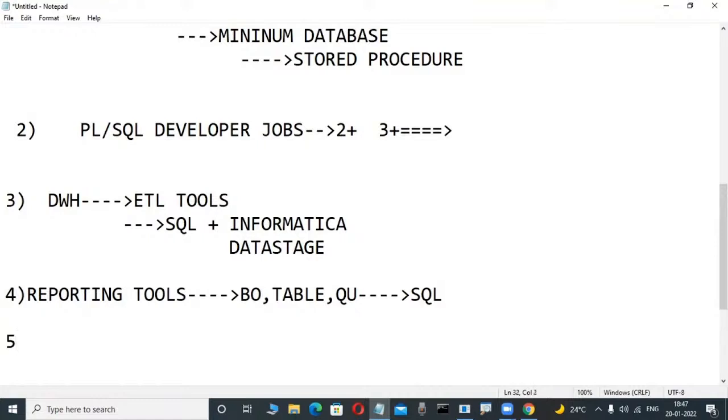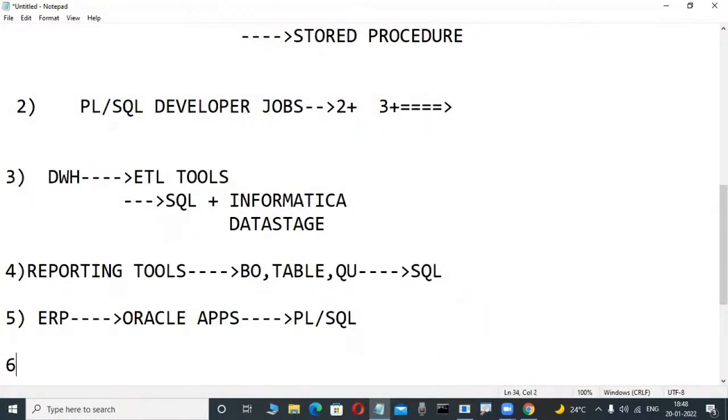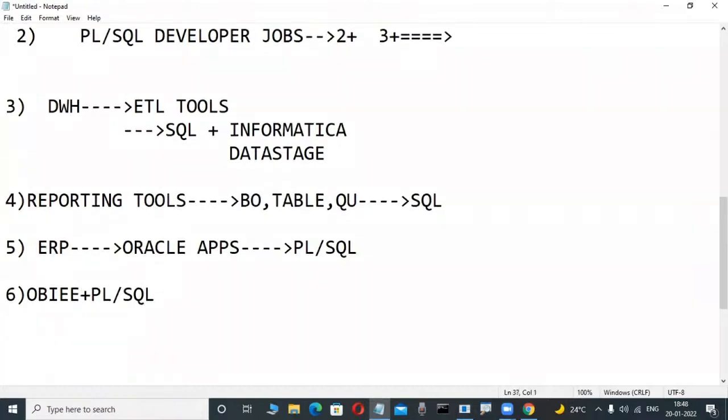Again, some programmers are interested in the ERP side, Oracle Apps. Oracle Apps is an ERP, same as SAP, like Oracle Applications 11i. These persons need very good knowledge of PLSQL, so they also learn these courses. Again, there are OBI programmers, and with the OBI product there are PLSQL jobs too. Those persons also learn these courses.